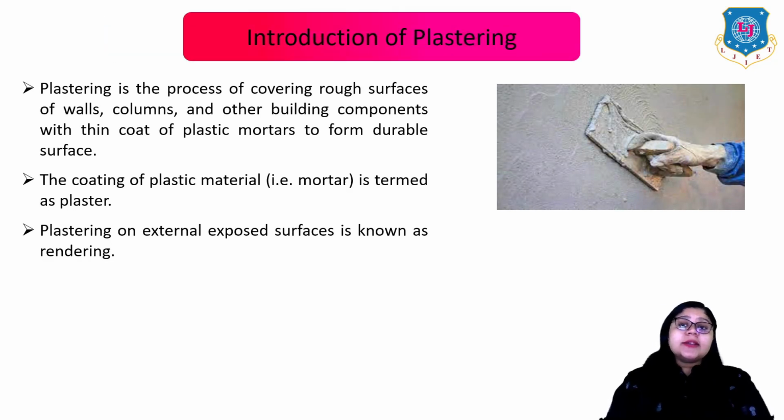So plastering is the process of covering rough surfaces of wall, column and other building components with a thin coat of plastic mortar to form a durable surface. The coating of plastic material, that is the mortar, is termed as the plaster, and the plastering on the external exposed surface is known as the rendering. Here you can see the concept of plastering from this image, right?